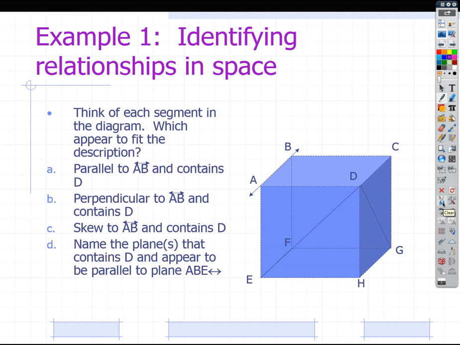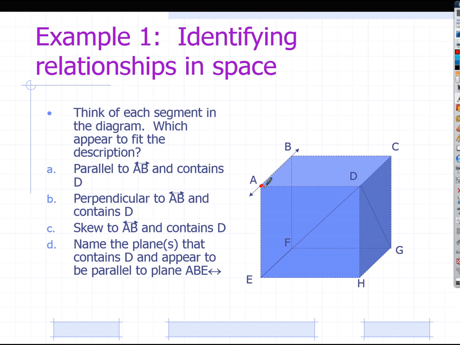Can you find another one? And I'm just going to say, I don't care what other point it goes through, but let's say it has to go through point A. Perpendicular to line AB and goes through A. We already said AE and AD. Can you think of another one? AH, yeah, that works.